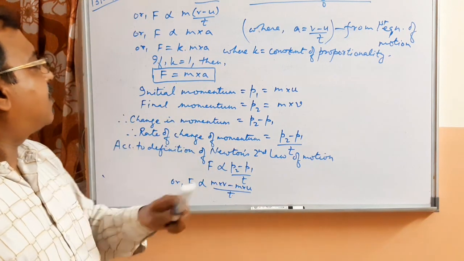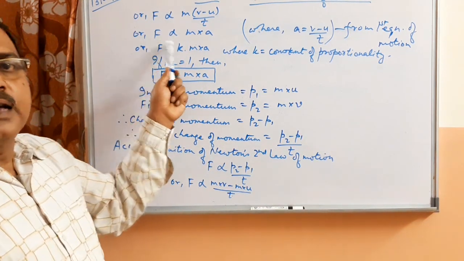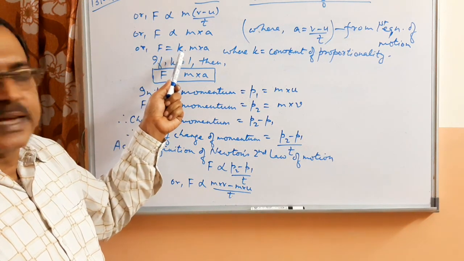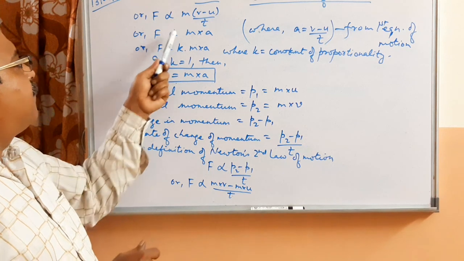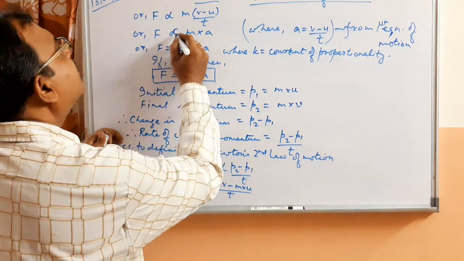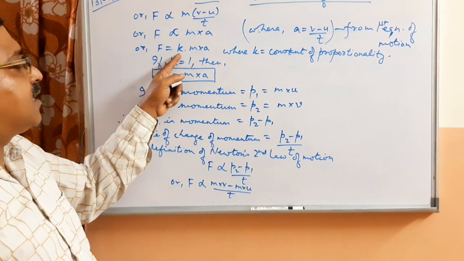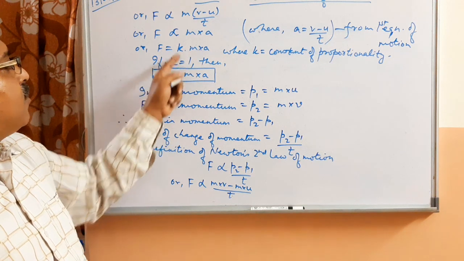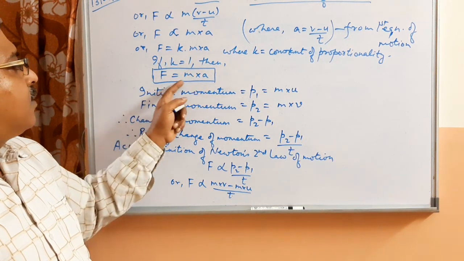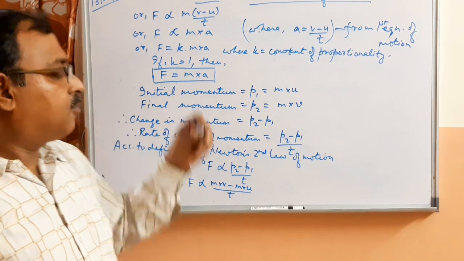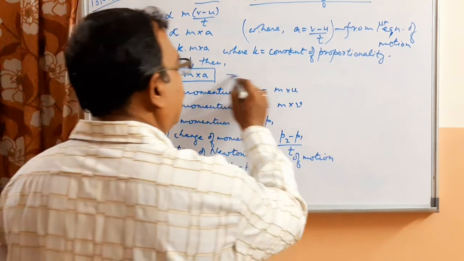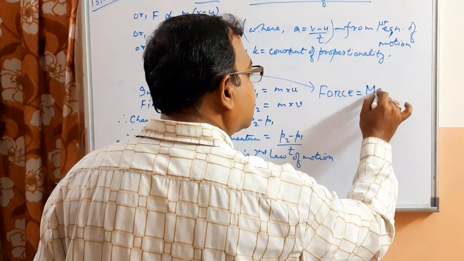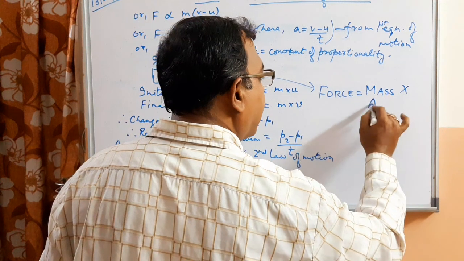Right? So after that, this proportional sign has been replaced by an equal to sign. For that reason, some constant k has been taken. So in place of the proportional sign, an equal to sign is placed, and a constant is introduced, where k is the constant of proportionality. So F is equal to kma. Now if the value of k is taken as 1, then F is equal to m into a. So this is the formula: F equal to mass into acceleration. That is, force is equal to mass into acceleration.